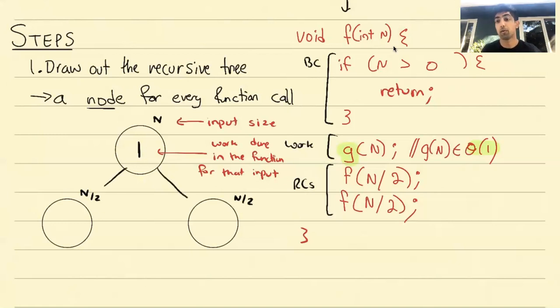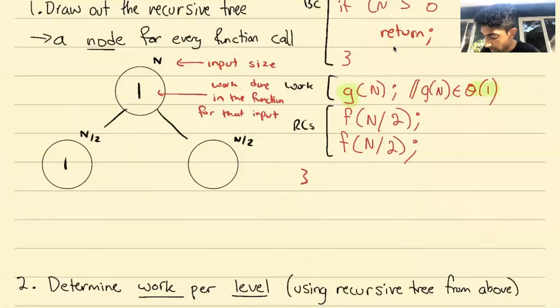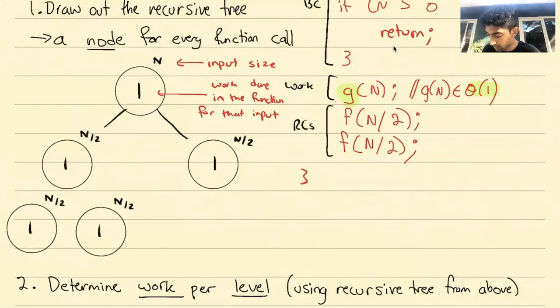What we'll notice is that every time we call this f function, the size of the input gets divided by 2 each time. We'll also notice that the work done for each function call is always constant, because g runs in constant time, and the only work that the f function is doing is calling the function g. So we will have this type of recursive tree. I'm going to create one more layer. Give me a second. Let me do my art skills.